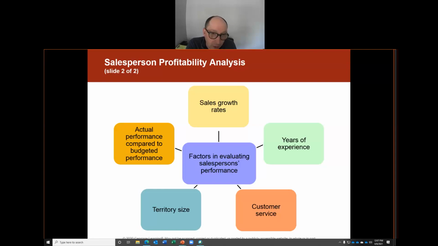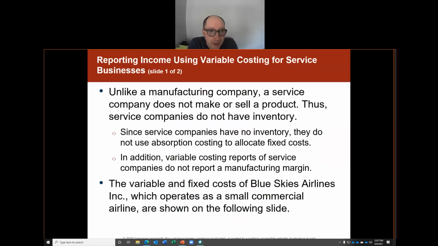As we evaluate a salesperson's performance, we look at their sales growth from year to year, their level of experience, customer service, sales territory size, and actual performance compared to the budget. This type of information is very useful even in the service business. I know that some of you are hospitality majors, and you can actually use these types of reports in your hospitality business, your service business.